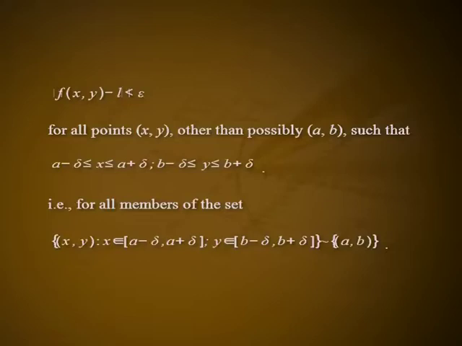That is, for all members of the set of all (x, y) such that x belongs to the closed interval [a minus delta, a plus delta] and y belongs to the closed interval [b minus delta, b plus delta], minus the point (a, b). This means that corresponding to every positive number epsilon, there exists a neighborhood of (a, b) such that for every point (x, y) of this neighborhood other than possibly (a, b), f of (x, y) lies between L minus epsilon and L plus epsilon.